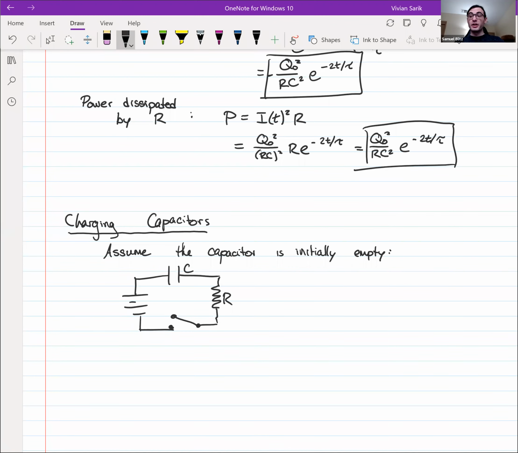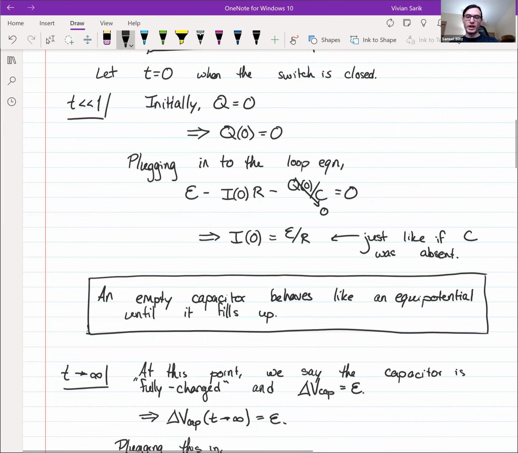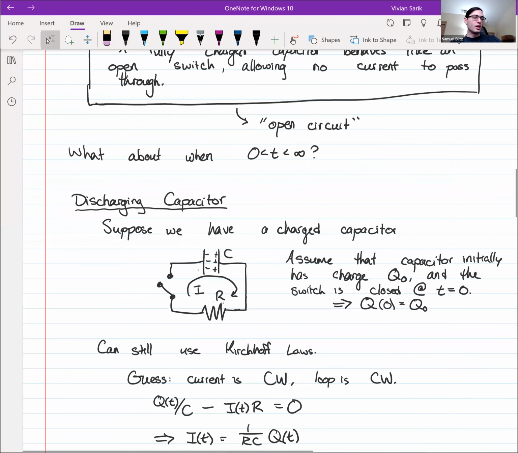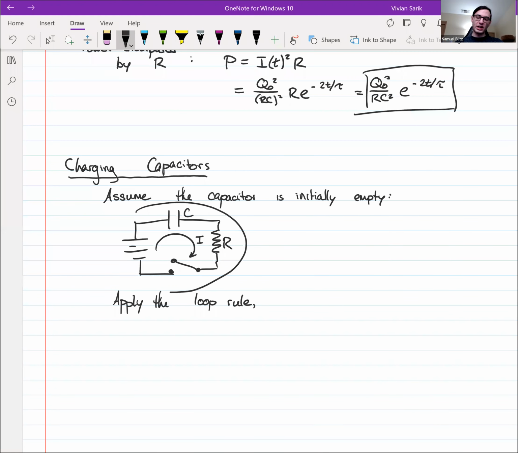Right? So initially there's no charge. When we close the switch, there should be charge. This is basically the same circuit that we drew way up at the top. I just switched the order of the capacitor and the resistor, but that doesn't change the equation at all. And so the question is, what happens? So we're going to apply the loop rule here, as we did before. We're going to guess that the current goes clockwise. Hint, hint, it does. We're going to use a clockwise loop.